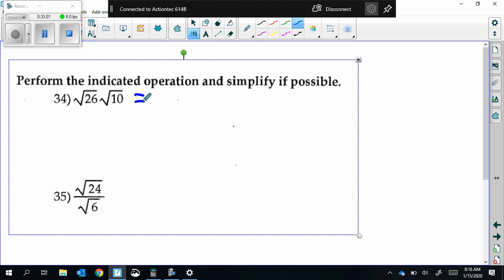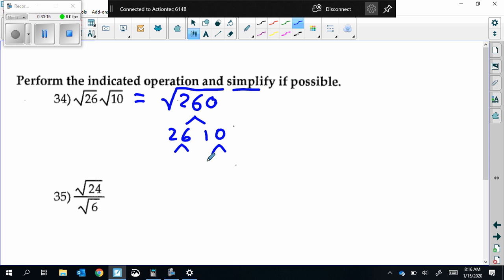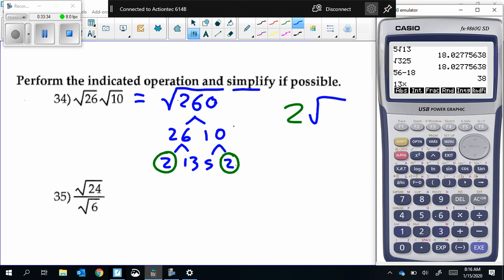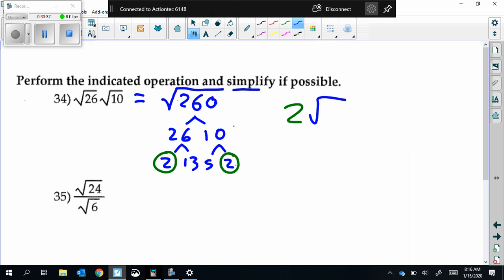Multiplying square roots, you multiply the numbers on the inside. 26 times 10 is 260. And then we're going to simplify, which means break this down. Well, that's 26 times 10. That's how we got it. That's 5 times 2. This is 2 times 13. Those are all prime numbers. Nothing else breaks down. So we do have a pair of 2's. So 2 comes out. We have a leftover 13 and a leftover 5. You got to multiply those back. That's 65. That's it. That's simplified.